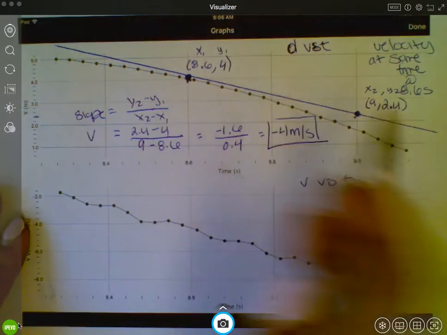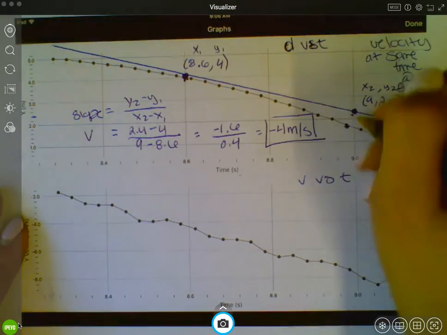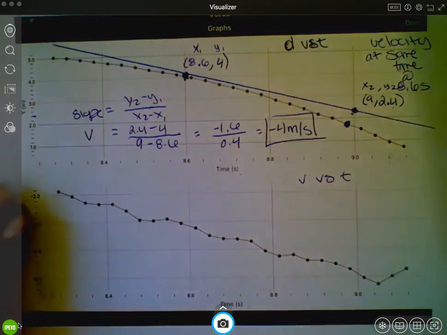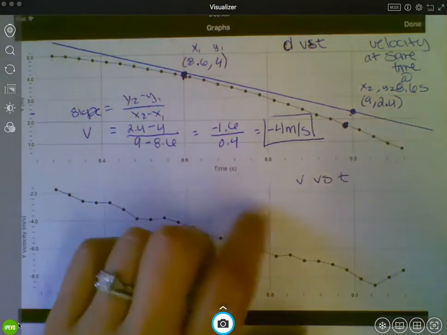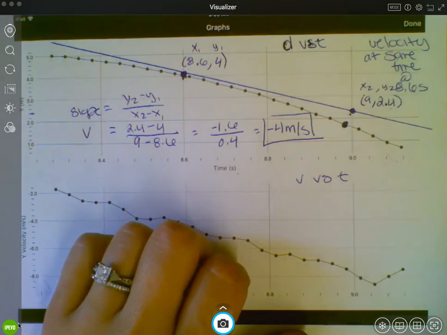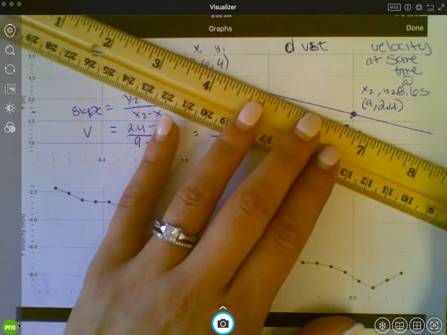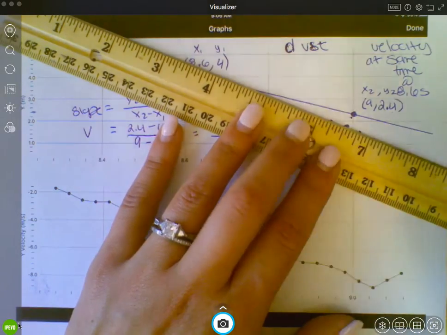Now, if we did the same thing at this other point, it would turn out very different, and you'll see why we have to do this. I'll do it in black so you can see the difference. Let's say we were estimating it at this point. The line would look a lot different at that point.